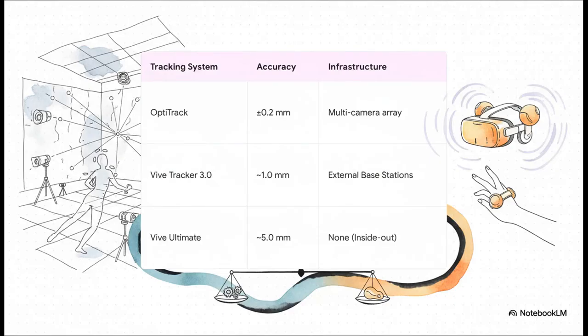And this table gives you a fantastic real-world look at that balancing act. At one extreme, you have something like OptiTrack. This is the stuff they use for Hollywood special effects. You need a whole room full of cameras, but you get insane, sub-millimeter accuracy. Then, on the other end, you have something you can buy off the shelf, like the Vive Ultimate Tracker. It works anywhere, no extra setup needed, but your margin of error is a bit bigger. It's that classic trade-off, right? Are you going for ultimate precision or ultimate convenience?